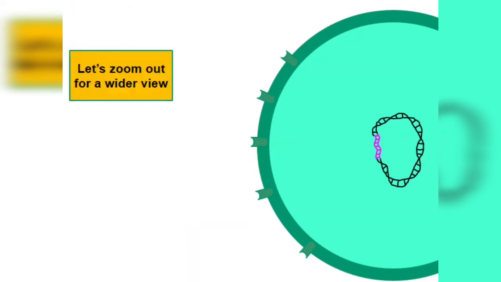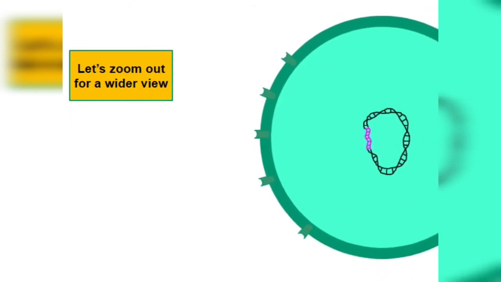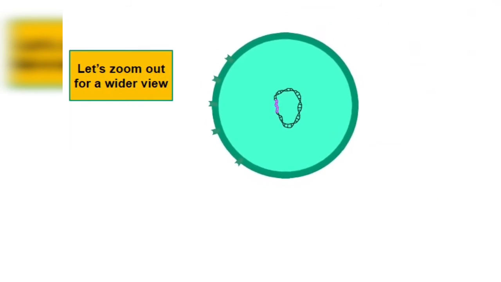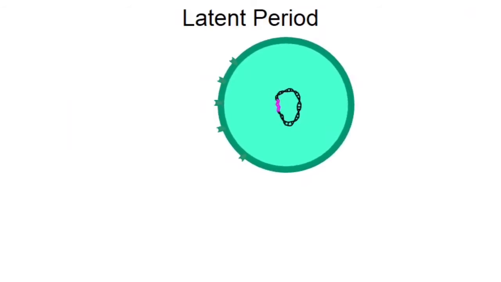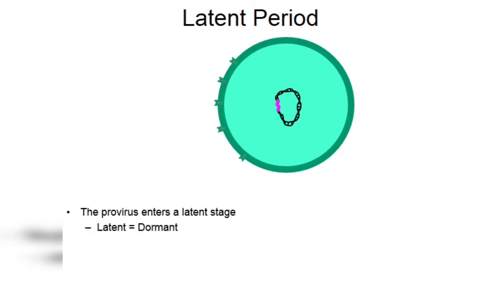So before we go any further, I want to zoom out for a wider view of our cell here. And what comes next is a latent time period. The provirus will enter a stage of latency. And the word latent simply means dormant. The viral DNA will lie dormant inside of the host cell, and the host cell carries on its activities as if nothing's wrong.